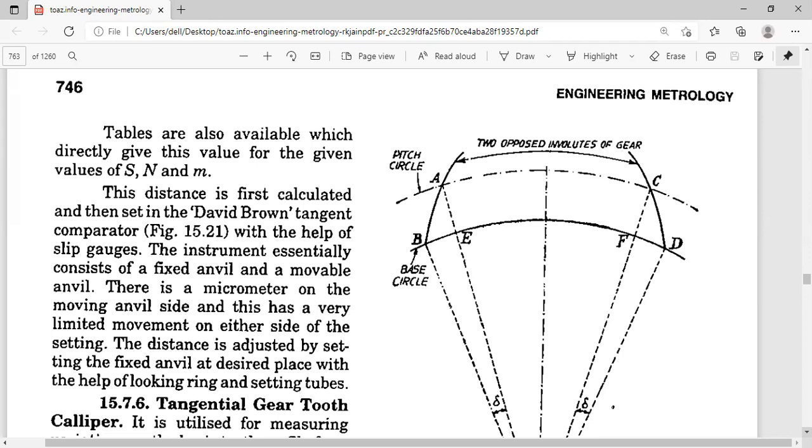So the distance you have to adjust by setting the fixed anvil at the desired place with the help of the locking ring and setting tubes. All that you have in the lab. And then after setting, you offer that particular gear to that instrument and note down the reading in the micrometer.